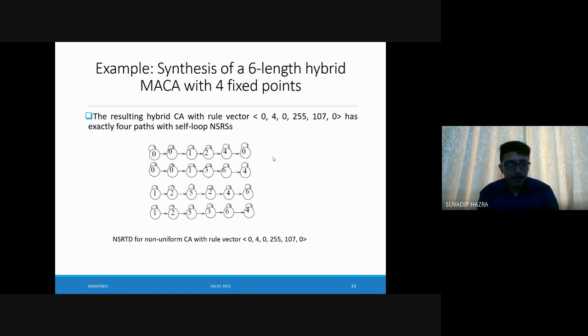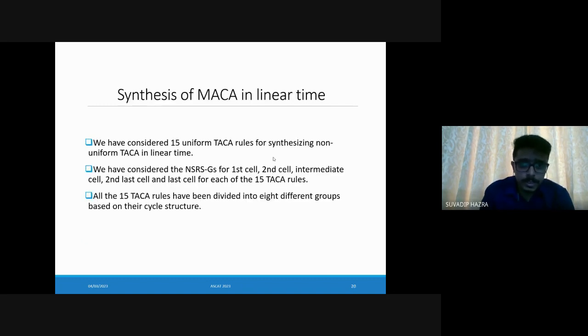So the problem with this algorithm is that its time complexity is exponential. Each time it will consider all 256 rules. If a rule is compatible, then it will include it in the candidate set, and from the candidate set, it can choose any of these rules. So with the next algorithm, we have synthesized the MSA in linear time.